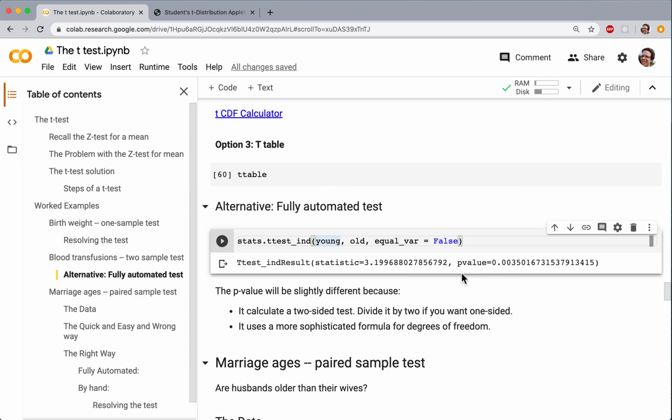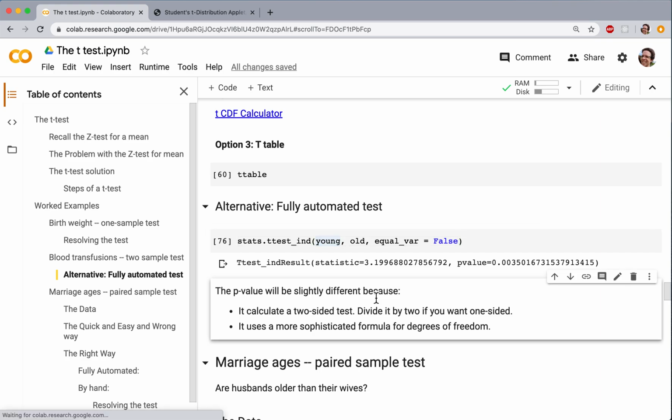So it uses a sophisticated formula for the degrees of freedom, which you can use too. If you want to look it up, then you can use that formula. It's not super hard, but it's just a bit much for us, so I'm trying not to go overboard. All right, so that's the fully automated test for the blood transfusions, which is a two-sample test.